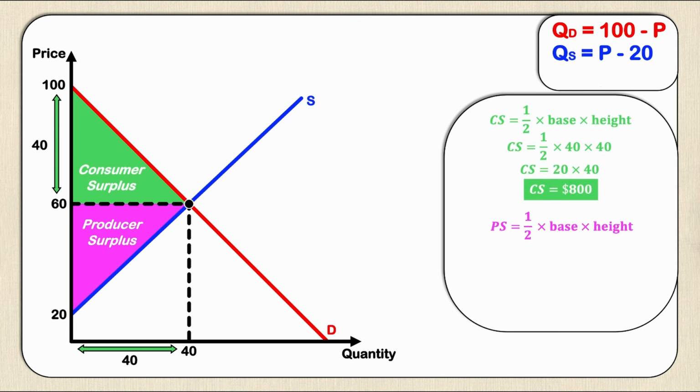Again, it's the area of a triangle, so half base times height. The base of the triangle is right here. It's the distance between the origin and 40, so it is also 40. And again, the height is the distance between 20 and 60, which happens to be 40 as well.